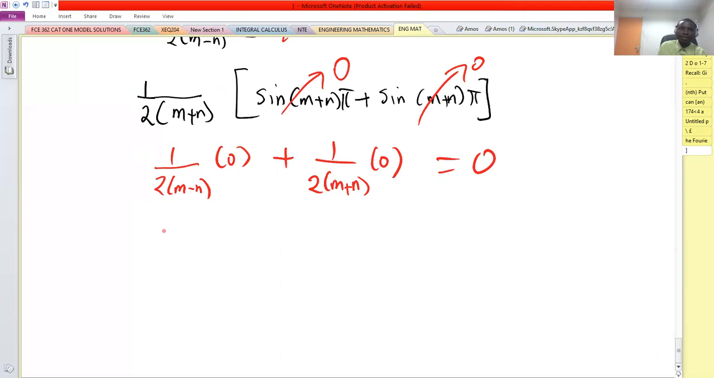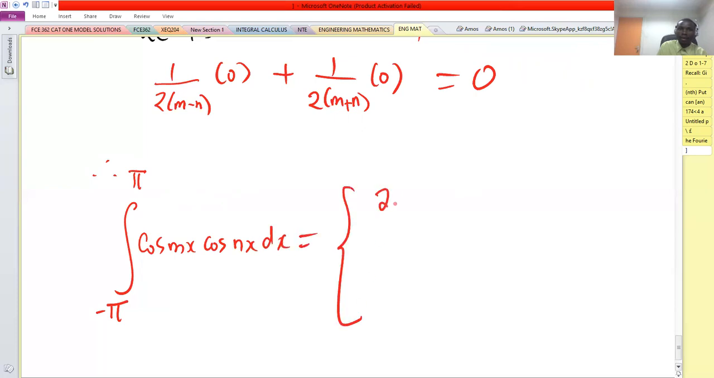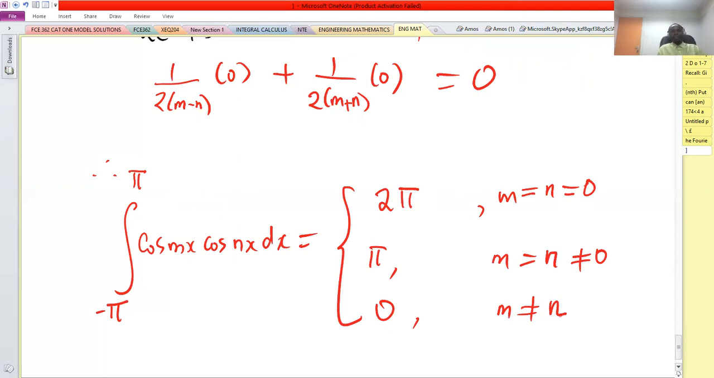So therefore, in general, the integral from minus pi to pi of cosine of mx cosine of nx dx will be 2 pi when m equals n equals 0, will be pi when m equals n not equal to 0, and 0 when m is not equal to n. So those are the solutions to that given integral. So thank you.